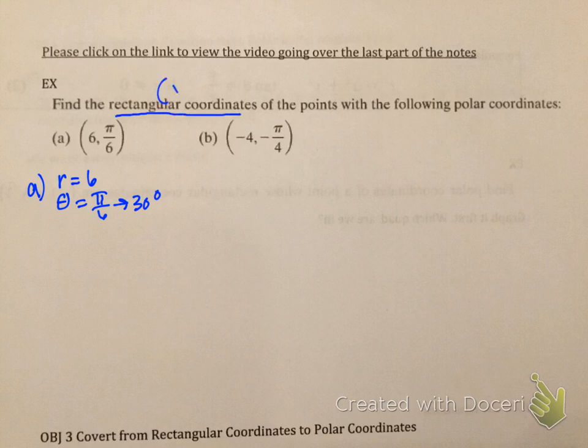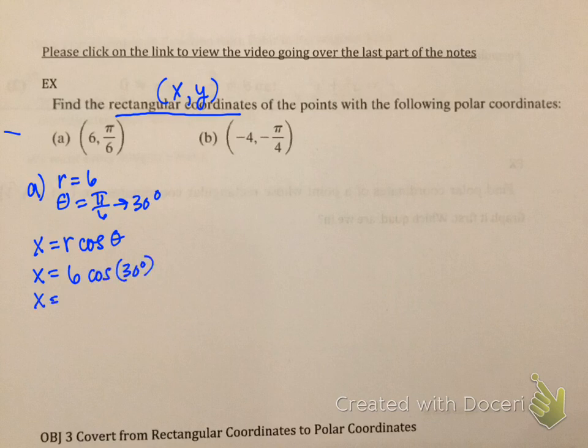Remember, rectangular coordinates are x, y. So I'm going to go ahead and look for x first. And by definition, x is equivalent to r cosine theta. So x is r, which is 6, times cosine at 30 degrees. Okay, cosine at 30 degrees is radical 3 over 2. So if I take and multiply 6 by radical 3 over 2, I am left with 3 radical 3.